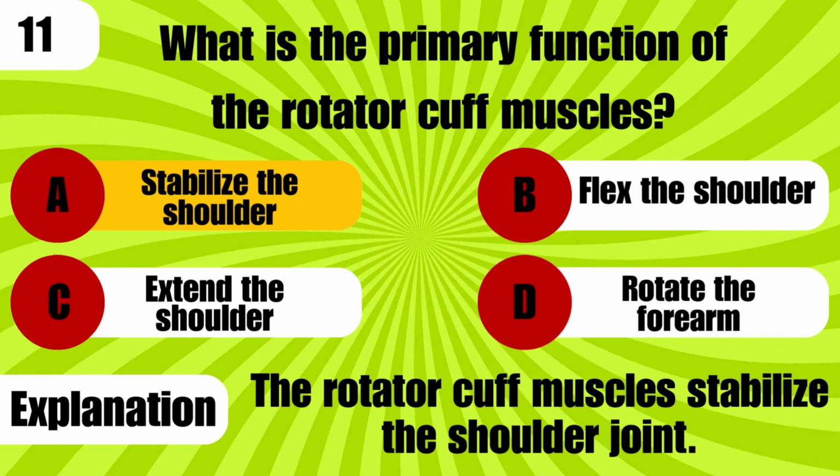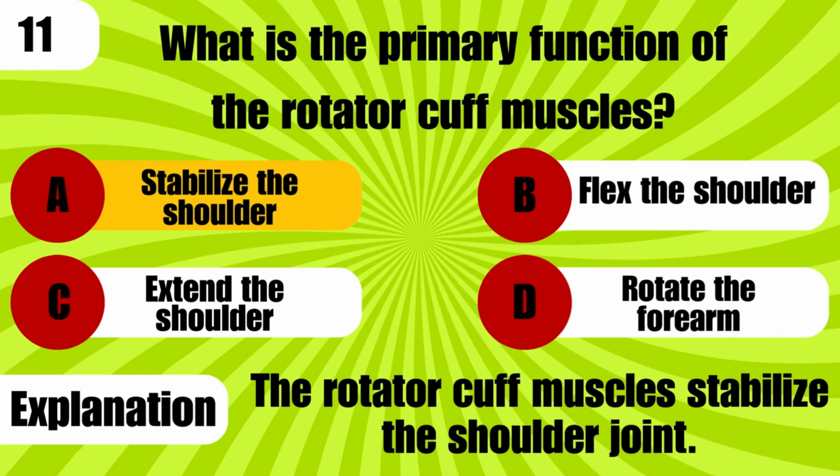What type of muscle contraction occurs when the muscle lengthens? Concentric, isometric, eccentric, isotonic. The right answer is eccentric. Eccentric contraction involves muscle lengthening under tension.